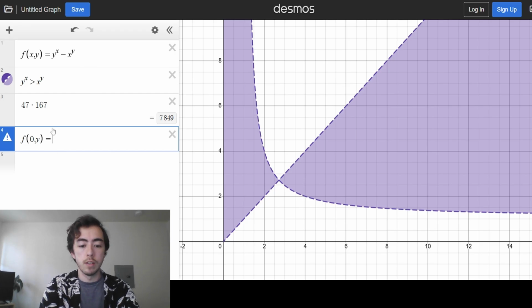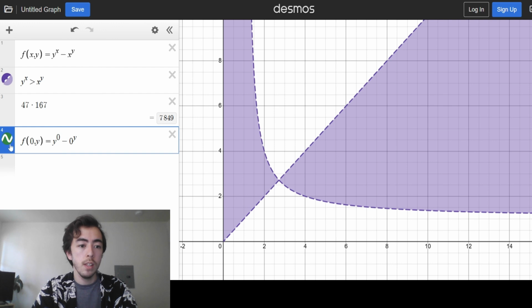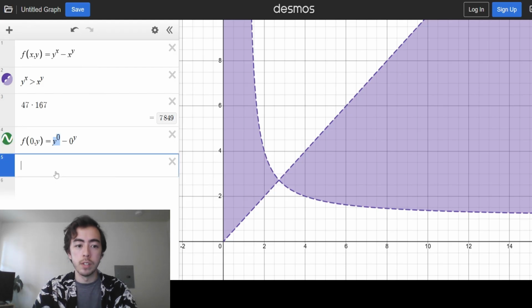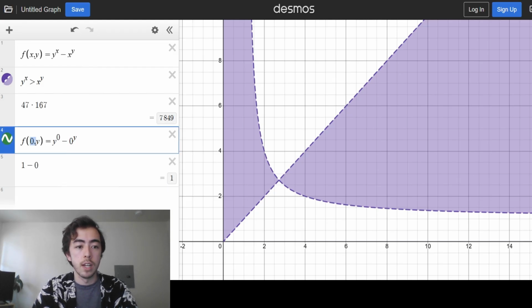And so if I plug in a 0, I will get y to the power of 0 minus 0 to the power of y. And for most values of y, this is just going to be the number 1. Because there's a rule that anything to the power of 0 is just 1, and then 0 to the power of anything is just 0. So anytime we plug in 0 for x, we're just going to get the number 1. And that's nowhere near 7,849.